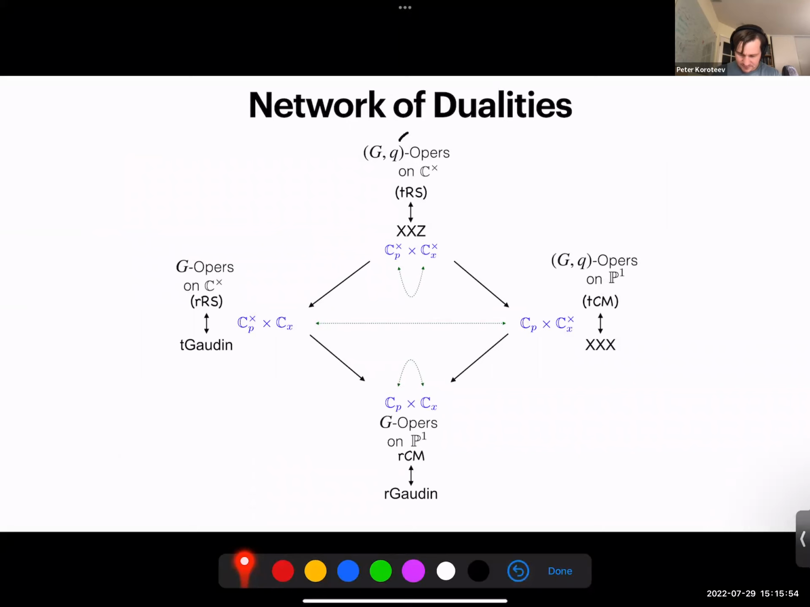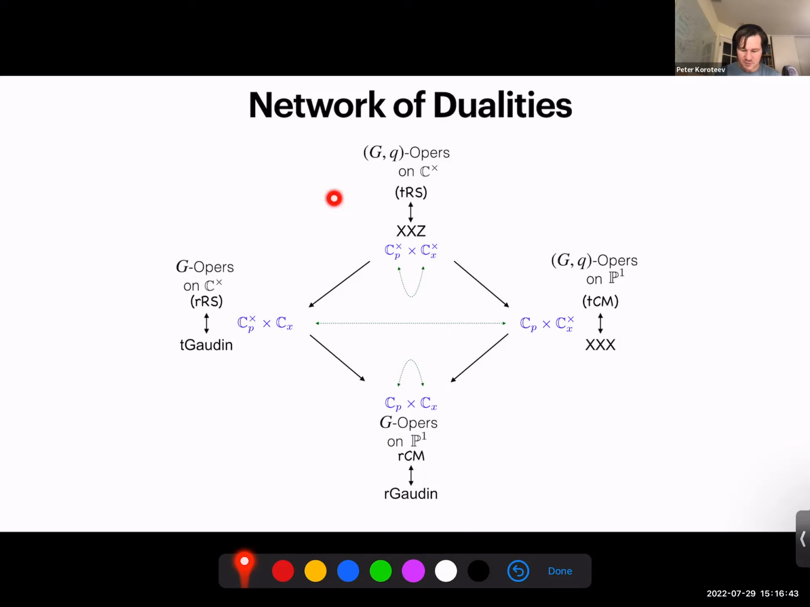Okay, so I mentioned that there is more than one type of oper. It turns out that you can draw this kind of diamond. If you do not include elliptic models, then there's a hierarchy in periodicity in momenta and in coordinates. You can have C star cross C star, C star cross C, C cross C star, and C cross C. In every corner, you'll have its own type of oper, and also its own type of integrable system, or rather two integrable systems. One is classical, one is quantum.